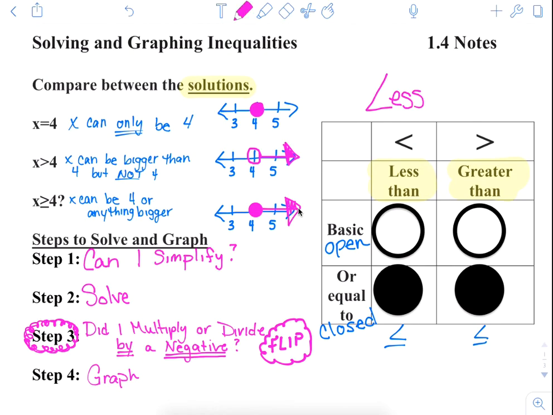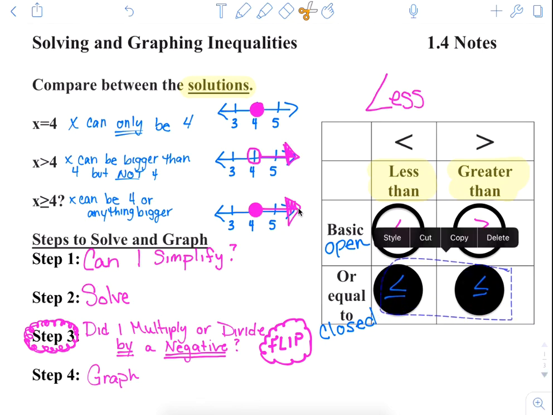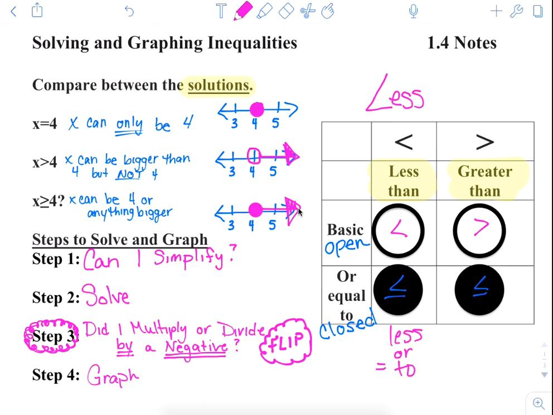The difference between which way the circle goes has to do with whether it's open or closed. If you see a less than or a greater than, they're both going to have open circles. There's no line underneath. They're going to be a circle not colored in. If they are colored in, that's what we're going to use when it says or equal to. So if the word is less than or equal to, that's this closed circle. If I'm greater than or equal to, that's going to use the closed circle. And closed just means it's colored in.